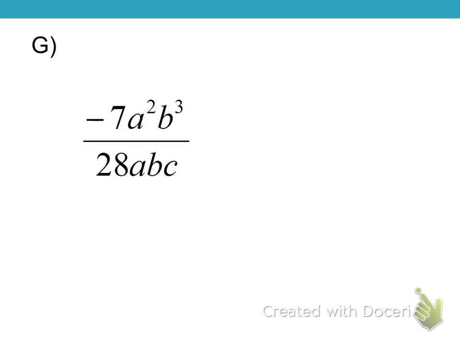All right, here's G. Once again, let's deal with those whole numbers out front first. Not really whole numbers, it's a fraction. Negative 7 and 28. 7 goes into both of them. 7 goes into 7 one time. 7 goes into 28 4 times.